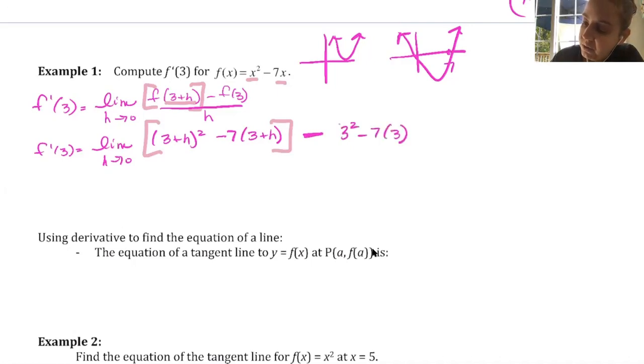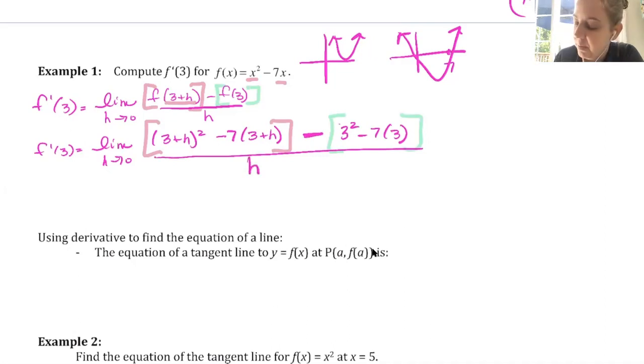Now, I'm going to switch colors here. Here's green. So when I substitute 3 into that function, that's this piece, all over h. So this is a big, big, long problem.